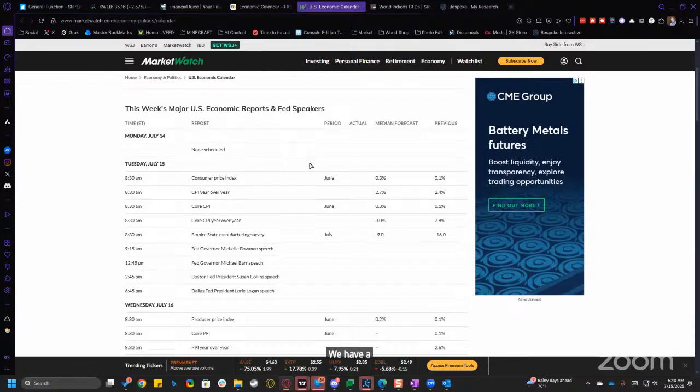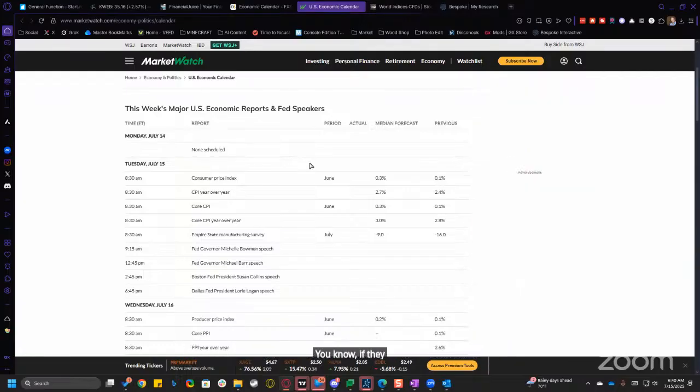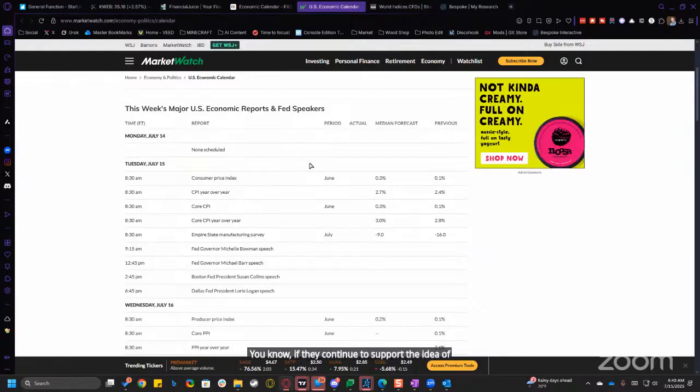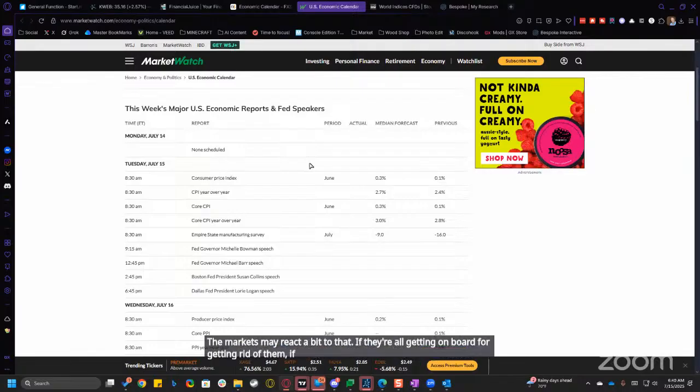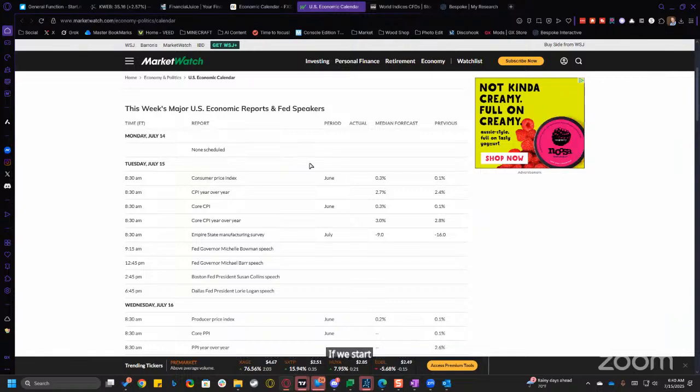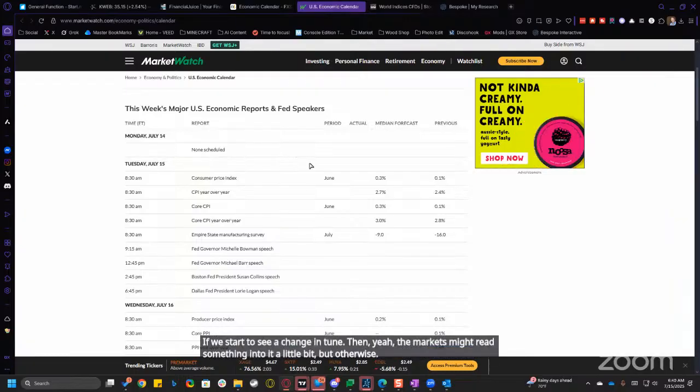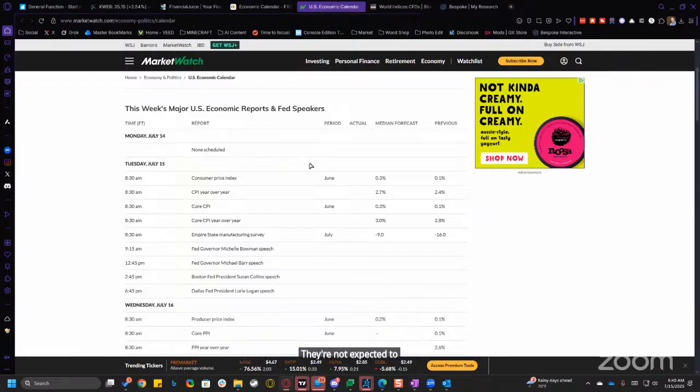We have a lot of Fed speakers today. Not expecting much out of this, other than if they continue to support the idea of tossing Powell out, the markets may react a bit to that. If they're all getting on board for getting rid of him, if they're not defending him, if we start to see a change in tune, then yeah, the markets might read something into it a little bit. But otherwise they're not expected to provide any new insight, perspective, nothing, right?